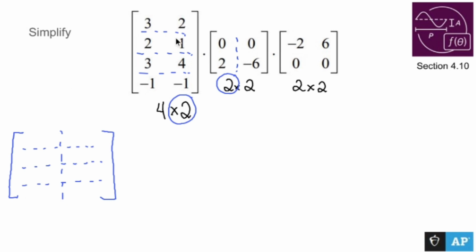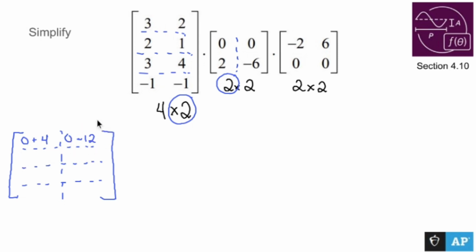Now, when you apply the matrix multiplication, you are looking at this guy, first row, first column, and you're going to look at this guy, first row, first column, and you're going to multiply the first two elements. So 3 times 0 is 0, and then you add the second two elements multiplied, so 2 times 2 is 4. Then you repeat the process. First row, second column, 3 times 0 is 0, 2 times -6 is -12.